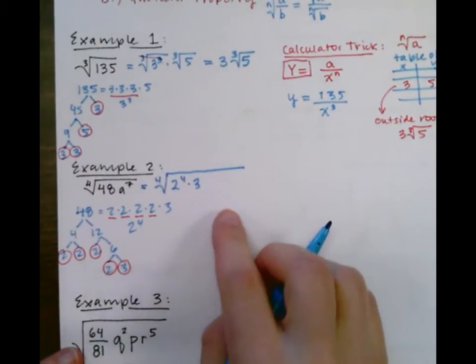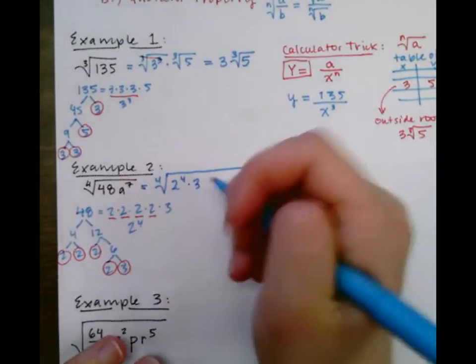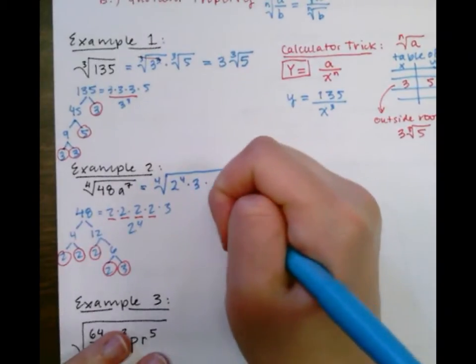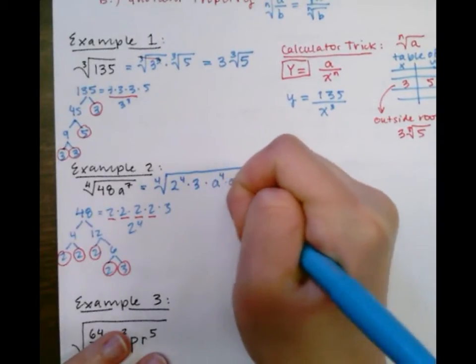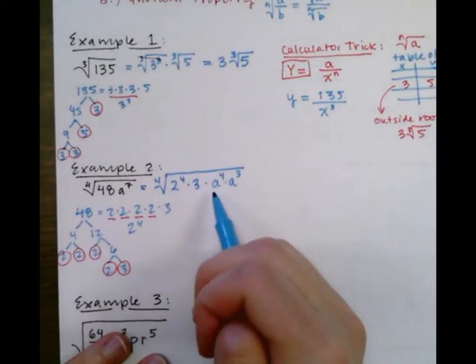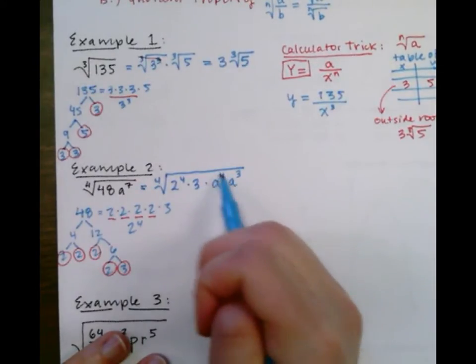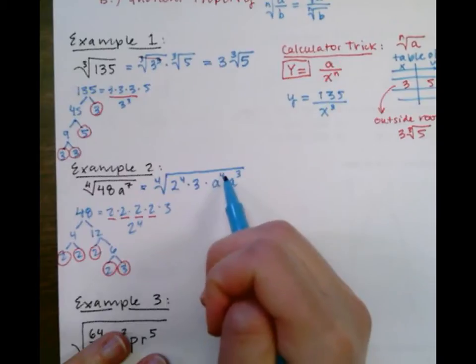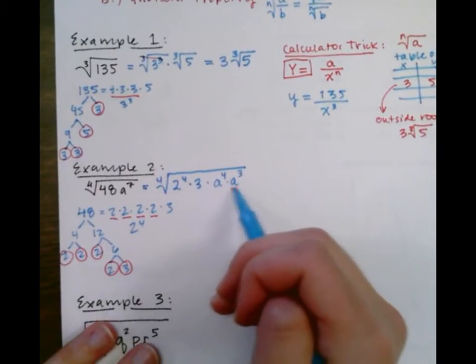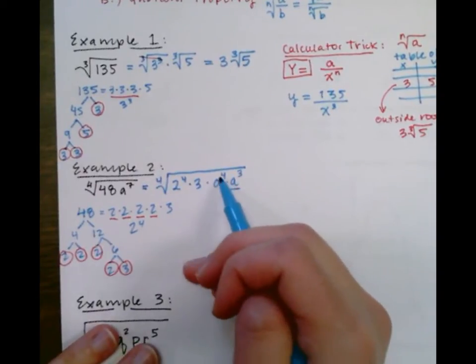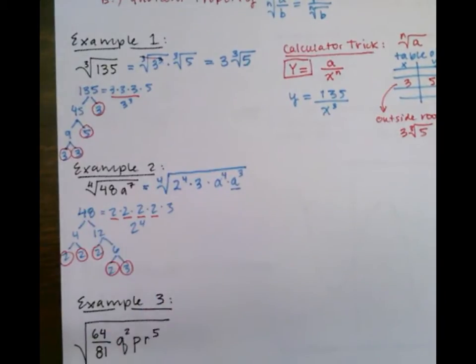I'm going to do something similar with the a to the 7th, right? Because a to the 7th is the same thing as a to the 4th times a to the 3rd. So I'm breaking this down by trying to get as many something to the 4th powers as possible. And then this a to the 3rd is what's left over because 4 plus 3 is 7.